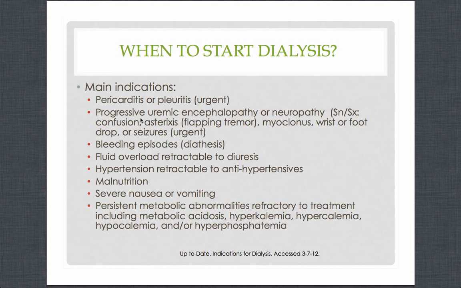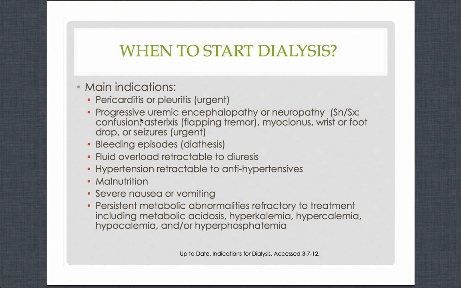When to start. So here are some main clinical indications for when people start. And notice that all of these are clinical. So main indications are pericarditis or pleuritis, progressive uremic encephalopathy, which is basically people become very confused. They can develop tremors. They can become clonic. That is, muscles can become contracted and won't relax. They get wrist or foot drop, or they can get seizures, which is an urgent indication of uremic poisoning.